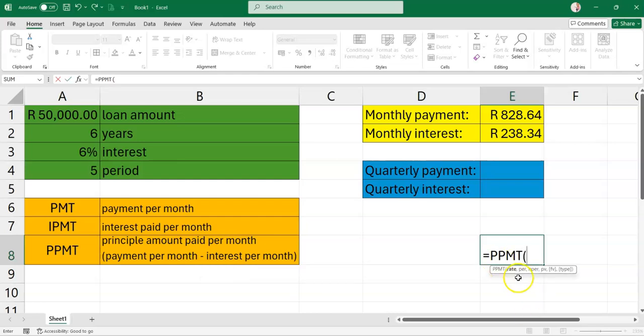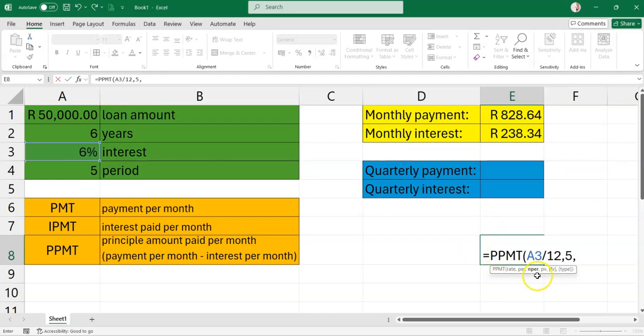open bracket. You will see again they ask me what the rate is. So I'm going to click on 6%. Again, remember 6% is for the year, so I need to divide by 12, comma. Again, they ask me the period. I'm going to click on 5, or like I said in class, we type it in.